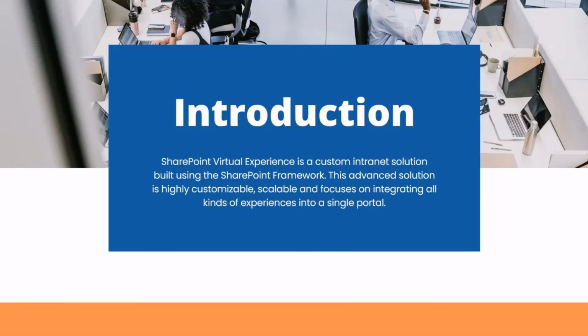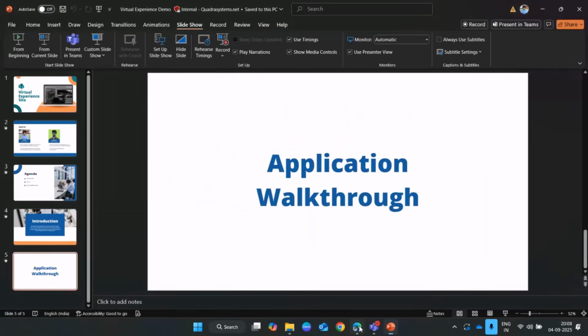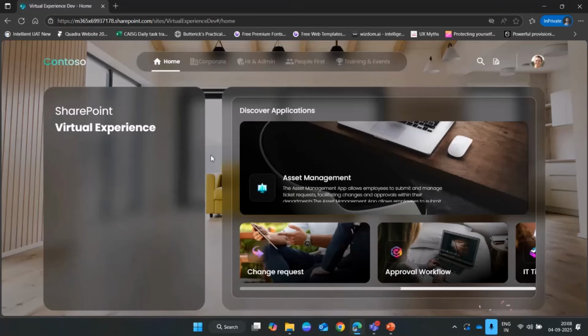So let's begin with the application demo. Let's begin with the home page. Basically we have five different pages. The first one is the home page, next corporate, and the third one HR and admin. The fourth one is people first. Finally, we have training and events.